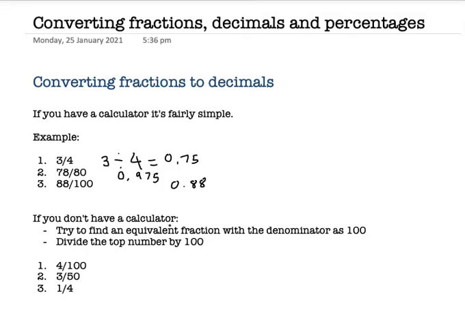Now, if you don't have a calculator, it's a bit more tough, okay? But what you're going to do is try to find an equivalent fraction with the denominator as 100. So that means the bottom number, you want it to be 100. And then you divide the top number by 100. So in this first example, I've already got my bottom number as 100. Now I need to divide my top number by 100. So I'll do 4 divided by 100.